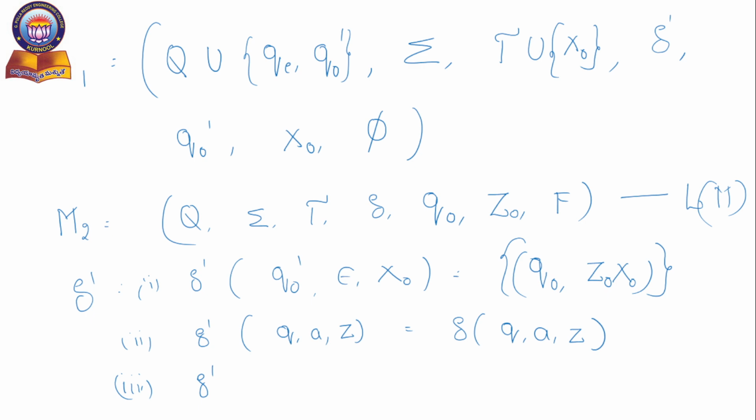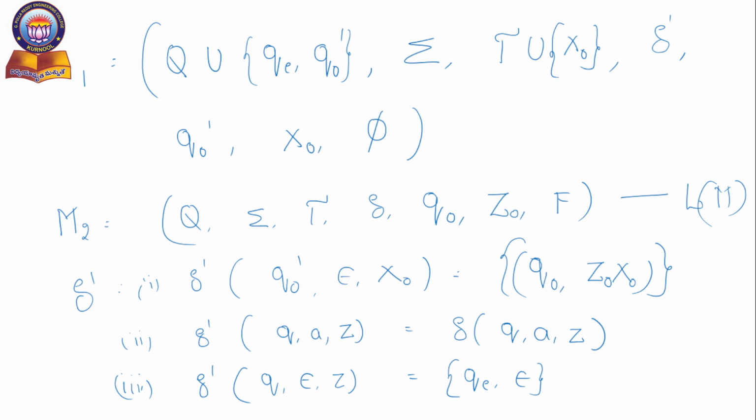So third rule is delta prime of Q, epsilon, Z is equal to QE, epsilon. So without reading any input symbol, and whatever be the stack symbols present in the stack, and being in one of the final states, this transition leads to the QE state and makes the stack empty by erasing the Z symbol. So finally we are accepting the given input string by emptying the stack. This is the way in which the equivalent M1 can be constructed from the M2 machine.